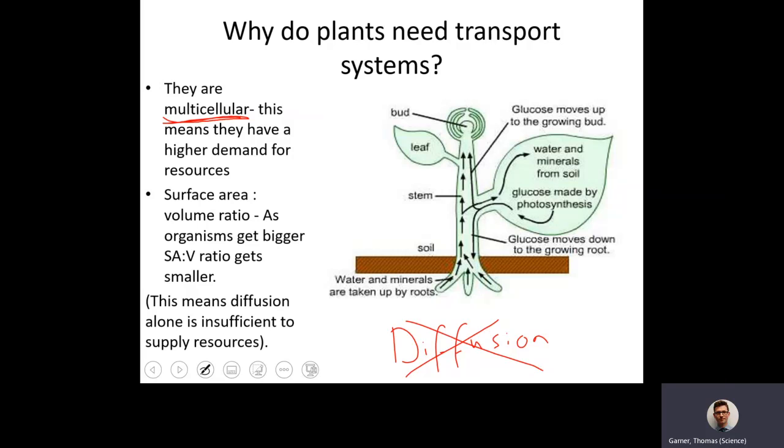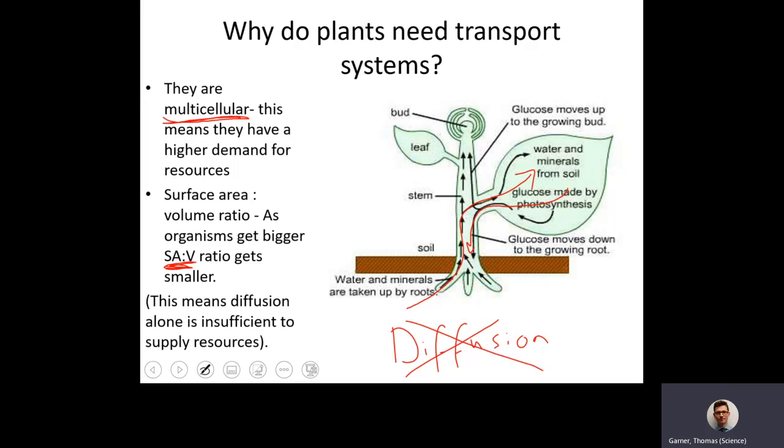Because it's multicellular, things need to be transported mainly from the roots or from the leaf around the plant. A very big organism means that you have a very small surface area to volume ratio. So diffusion isn't good enough.